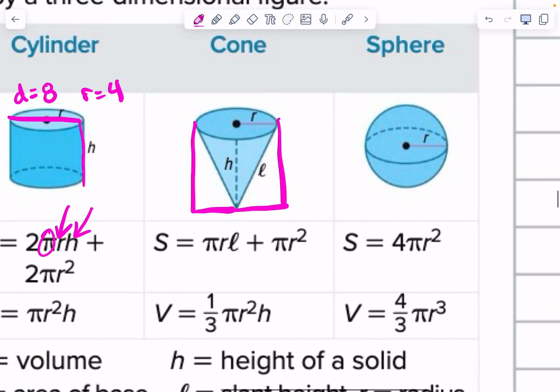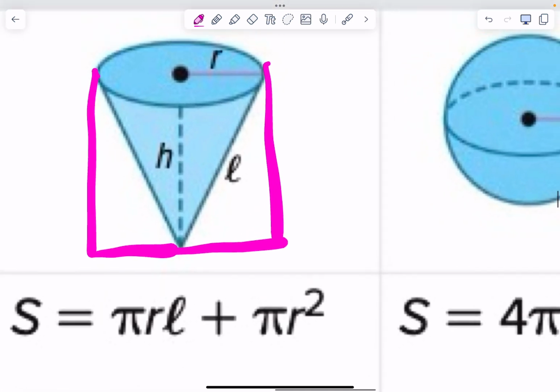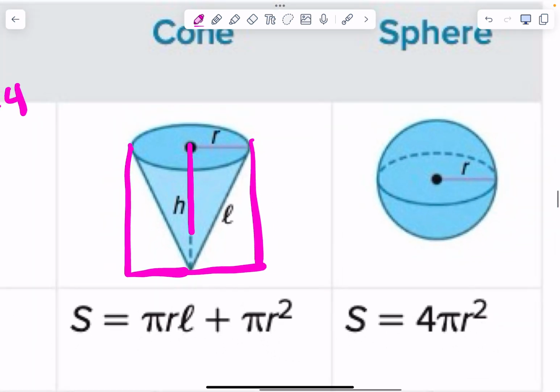Okay, cone is the same way. Now you can see it a little bit easier, which one's the height and which one's the slant height. Height is down the middle. It's like what you can't see, right? It's like driven down the center of the cone. Slant height is the edge. Got it? Slant height is a cursive L.